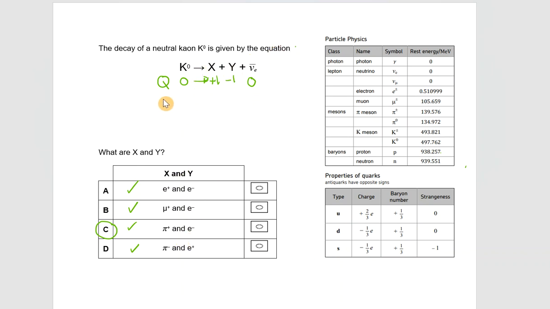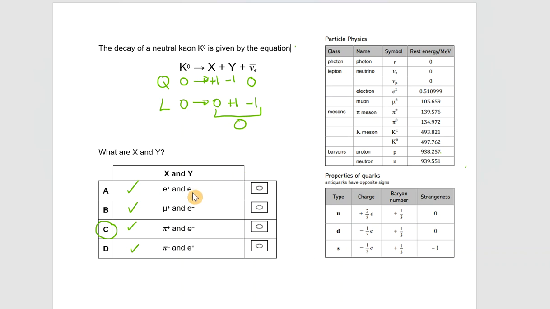The other thing that needs to be conserved is lepton number. So we can see the K0 is a meson, so it's not a lepton, so it has a lepton number of 0. An anti-electron neutrino has a lepton number of -1. So x and y, one of these is going to have to have a lepton number of 0, and one of them is going to have a lepton number of +1 in order that the right-hand side lepton numbers will altogether add up to 0, equaling the left-hand side's lepton number. Once again, the conservation of lepton number always occurs in every interaction.